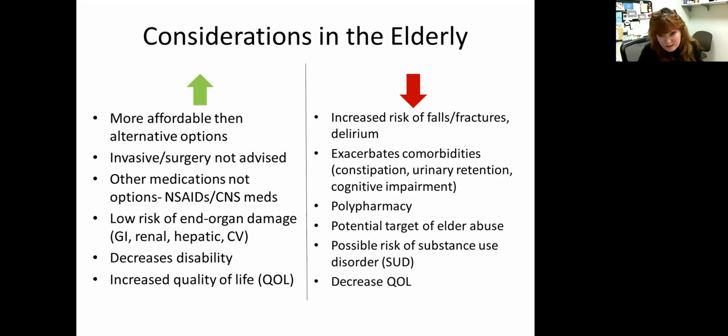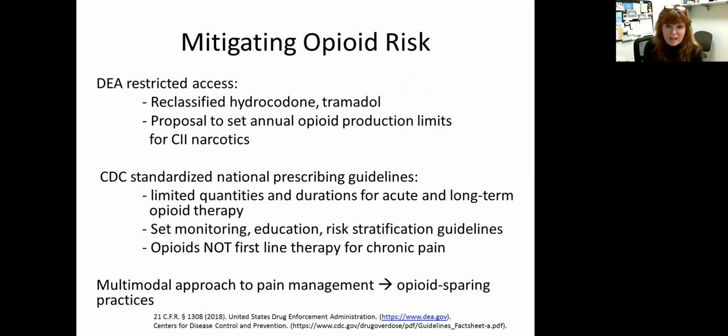On the alternate, these are the things that we all are aware of. They do carry some significant problems for the elderly population and can exacerbate comorbidities that they already have. So mitigating opioid risk is foremost to everyone's goals. There are two things that happened during the opioid crisis. The DEA and CDC, as we all know, drilled down on this.